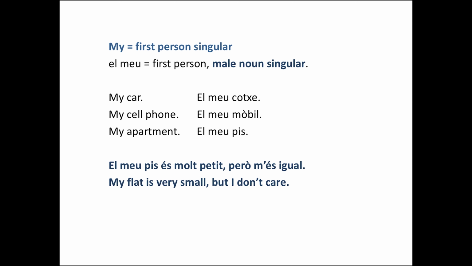So let's look at some examples. El meu is a first person male noun singular. My car means el meu cotxe. My cell phone, el meu mòbil. My apartment, el meu pis. All of these use el meu because el cotxe, mòbil, pis, they're all masculine words. Let's look at an example sentence. El meu pis és molt petit, però m'és igual. My flat is very small, but I don't care.